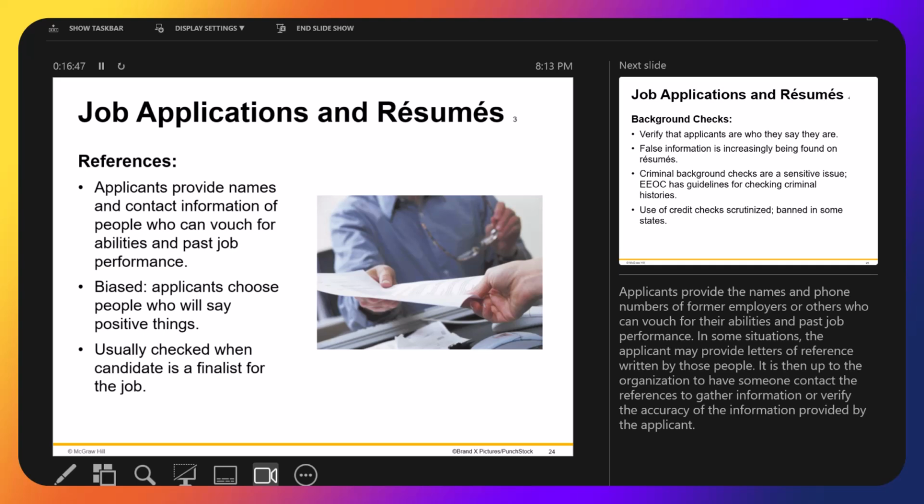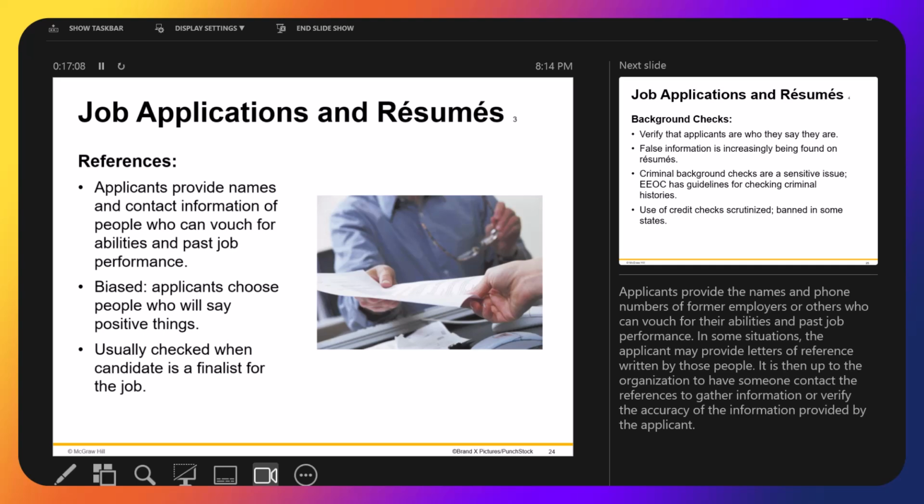References. And you have references. References are what applicants provide to potential employers, with contact information, people who can talk about their character, past performance, and things along those lines. Bias: applicants choose people who will say positive things. They really do. Usually checked when a candidate is a finalist for the job.